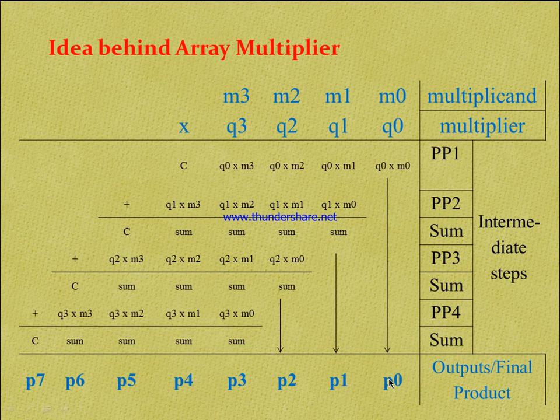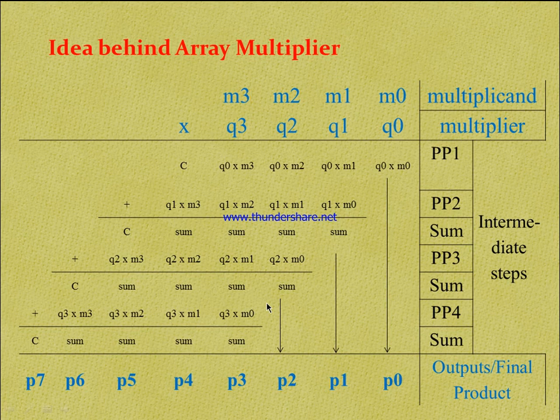This same concept will be implemented in the circuit. So we'll see how the circuit will perform this kind of operation. That means after getting the two partial products, the circuit will go for addition. Again we'll get another partial product and the sum is added with the partial product. The similar concept will be followed in the array multiplier.